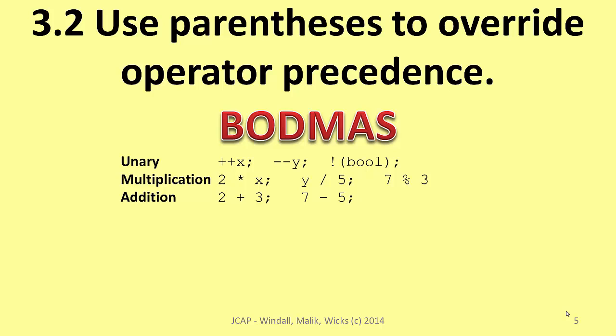Then you have addition and subtraction. So 2 plus 3, or 7 take away 5, will happen after multiplication, division and remainder. Then relational operators are done. So greater than and less than. If x is less than or equal to 27, that will then be done. Equality. If x is not equal to y, or if x equals y, that will be done next.